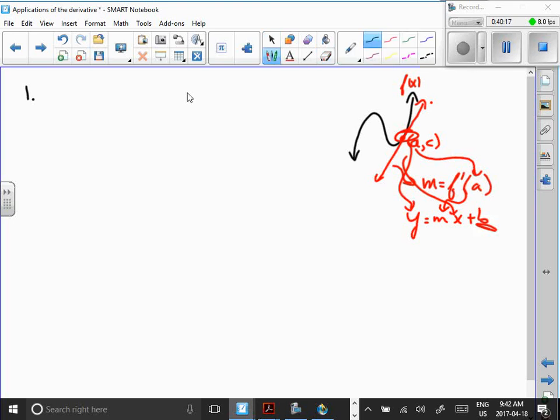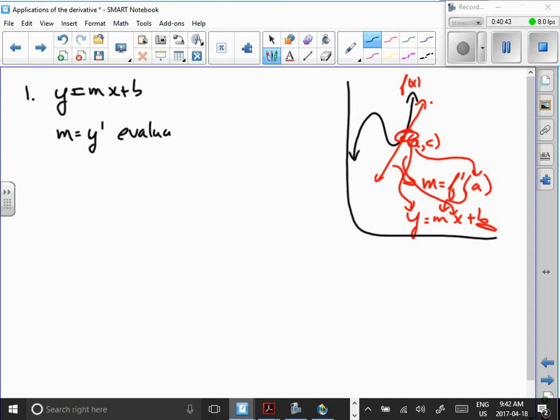Okay, so the equation of the line is going to look like this. Y equals mx plus b. This over here is all just kind of rough work, right? So the equation of the line is y equals mx plus b. M is going to be y prime, since the function is y, evaluated at x equals the point of tangency, 4. Okay. Okay guys, that make sense?